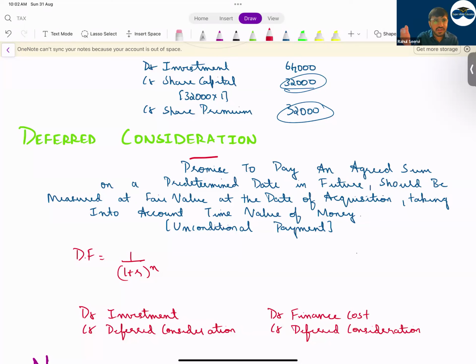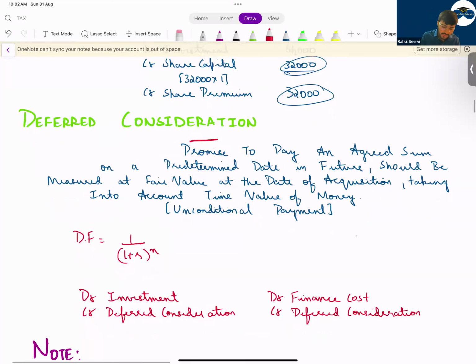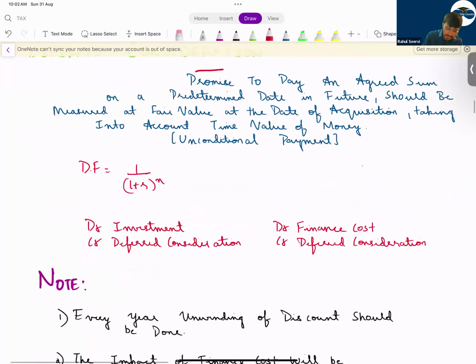Is this based on any condition? There is no condition here. It's an unconditional payment, so we record it at present value. Debit investment, credit deferred consideration. Please see whether the parent company has recorded this deferred consideration in the balance sheet. If they have not recorded it, please do the adjustment in your balance sheet. It will carry 1 mark.